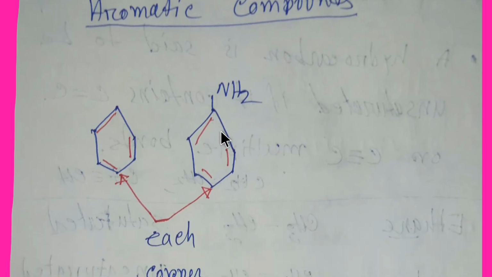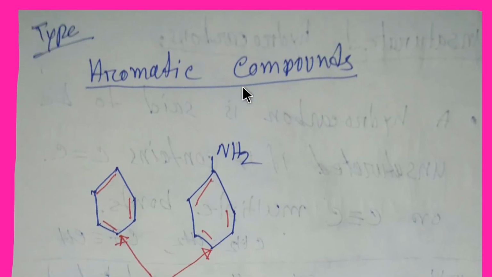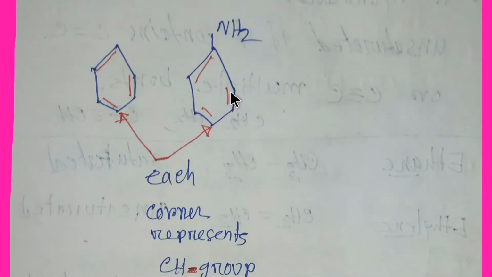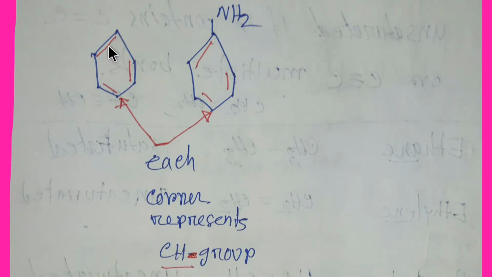Well, you know that another type is aromatic compounds. What are aromatic compounds? Benzene and all compounds that have structures and chemical properties similar to benzene are called aromatic compounds. Examples: this is aniline and this is benzene. Each corner, right? Each corner represents a CH group, since that is a conjugated double bond. But here, this is an amino group.